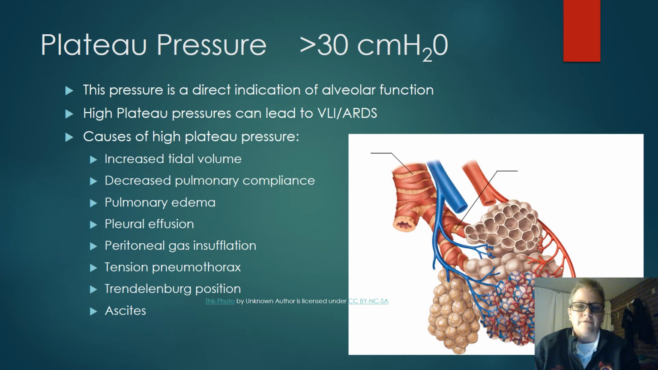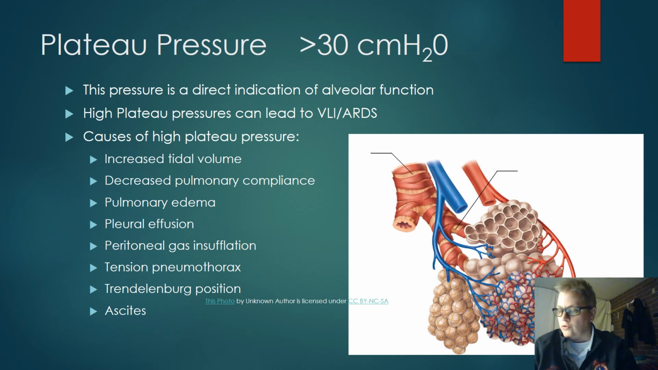Gut insufflation, tension pneumothorax, Trendelenburg position. We used to use Trendelenburg a lot, actually it's just shock position, because true Trendelenburg is head down, feet up, but we don't use that much anymore, which is a good thing because it can cause high P-plats. Ascites, anything that is pushing on that diaphragm. Pregnancy, that's weird. All right, so high plateau pressures are not good things.